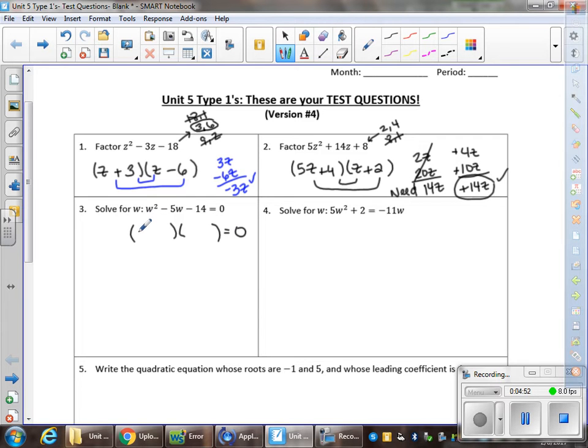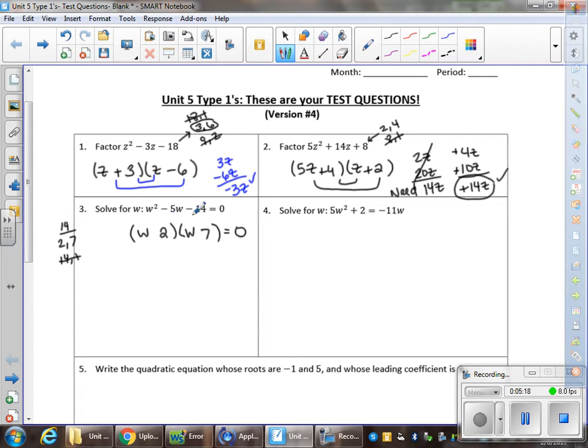So w squared, that's just w times w. That's nice. Possibilities for 14. I don't really have space up here, so I'll write it over here. We can be 2 times 7 or 14 times 1. Which one could get me to my negative 5 middle term? Well, definitely not 14 and 1, but 2 and 7 can.